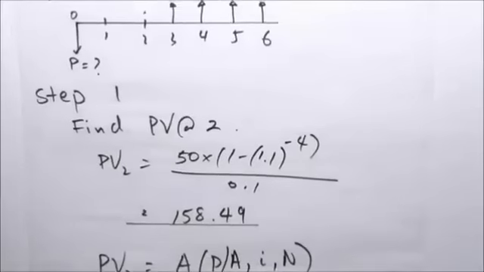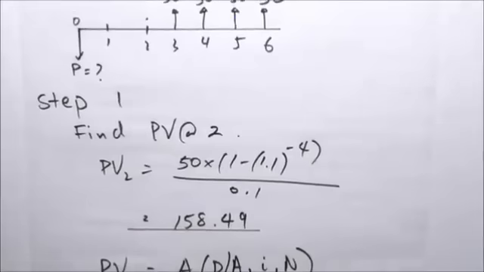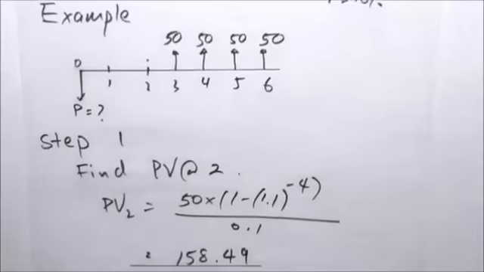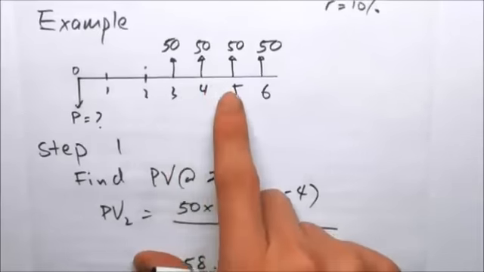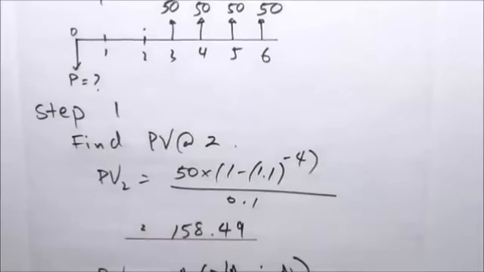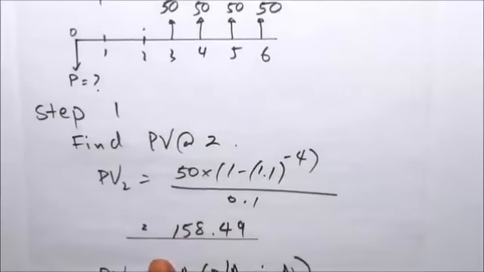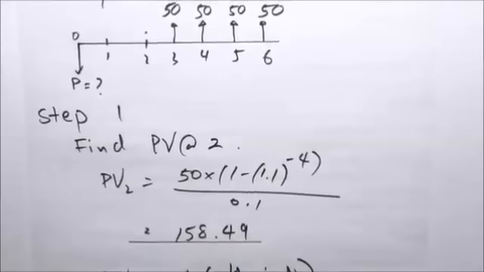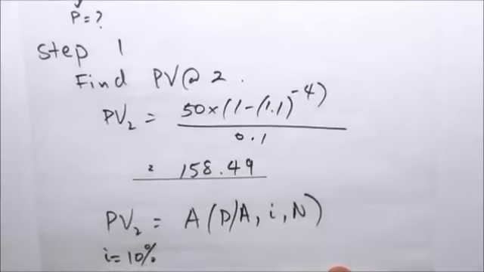I have done that very quickly as shown here. We know our annuity is 50, our interest rate has been assumed to be 10%, and we know that there are 1, 2, 3, 4 periods, so we can work out a present value at time 2 to be 158.49.